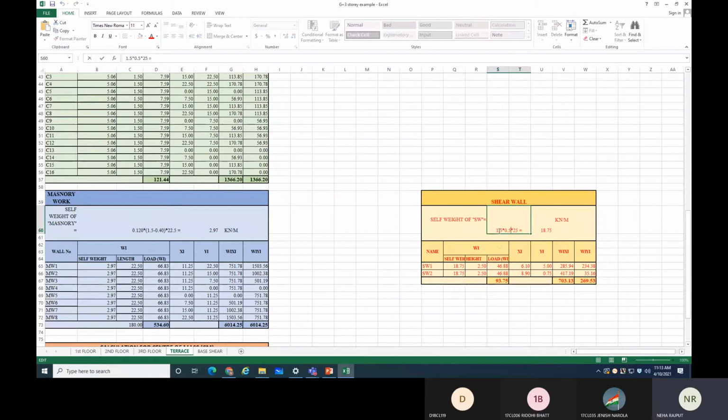25 is the density, 0.5 is the thickness, and if the height is 2.5 meters, then you need to write height 2.5 meter over here, and instead of height here you need to write the length. That depends on the size of the shear wall provided in your building. Is it clear, Riya? Is this your question, how to calculate the shear wall?